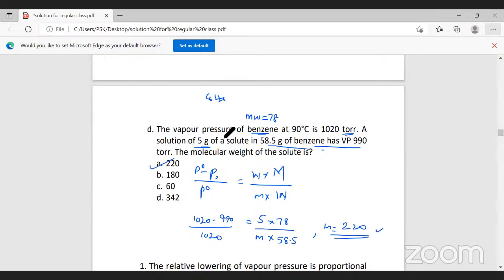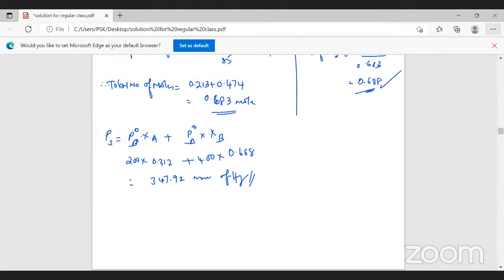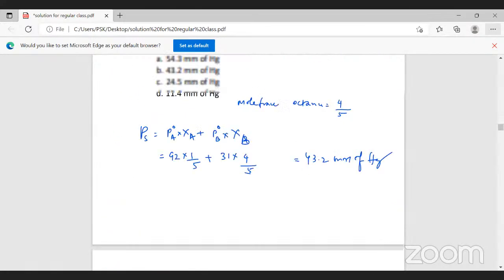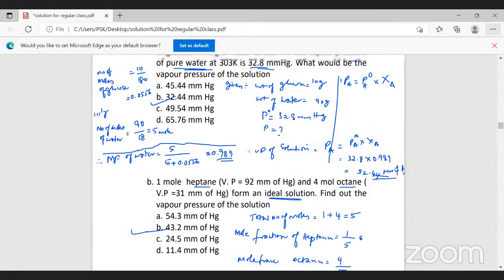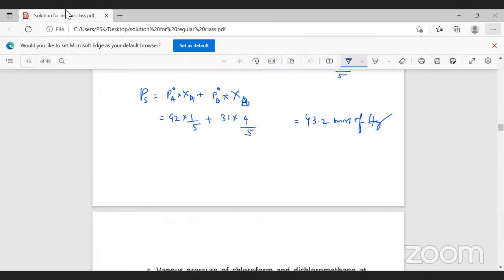So the answer for this question is option A. This I will have to teach you. This is called Ostwald-Walker's method, and this formula is based on Ostwald-Walker. We will derive it in the next class because it's already time. Then we'll continue with the other parts of the topic. There are more problems to work. I hope these problems and relative lowering of vapor pressure are clear to you.